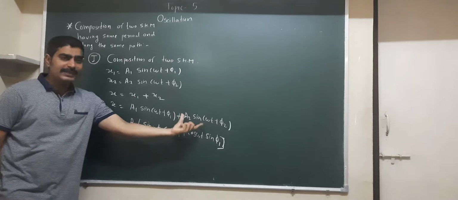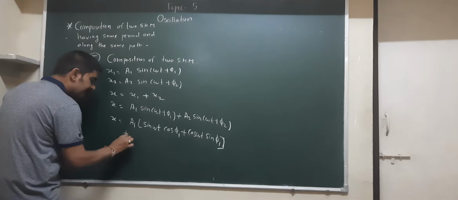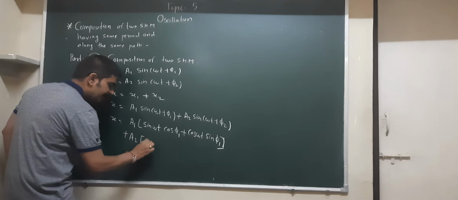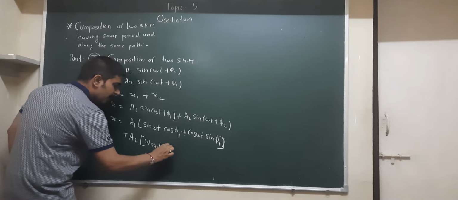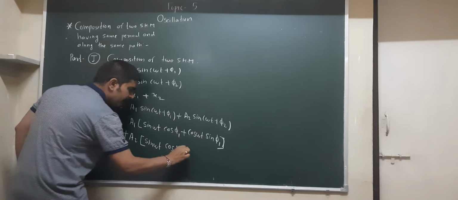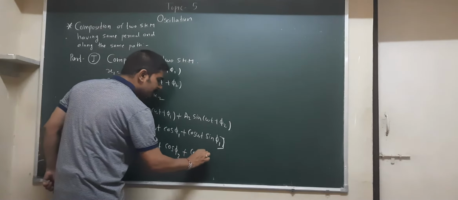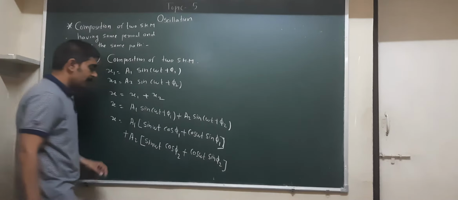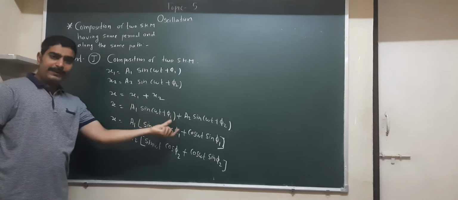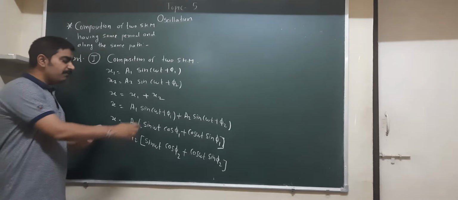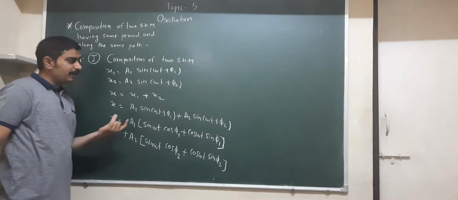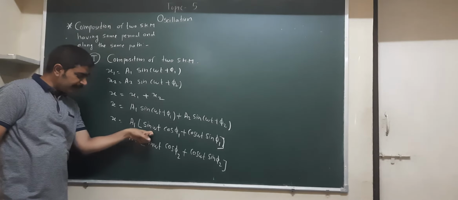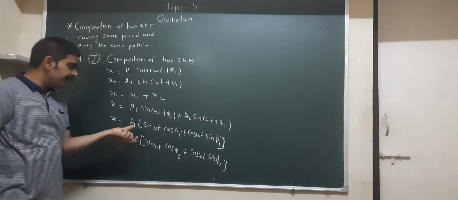We will apply the same for the second bracket: plus a2 into the bracket, sin omega t cos phi 2 plus cos omega t sin phi 2. So here also we have applied the same formula. Friends, if we write one below the other, it will be much easier for us to take the common terms. You can observe that sin omega t will be common here.